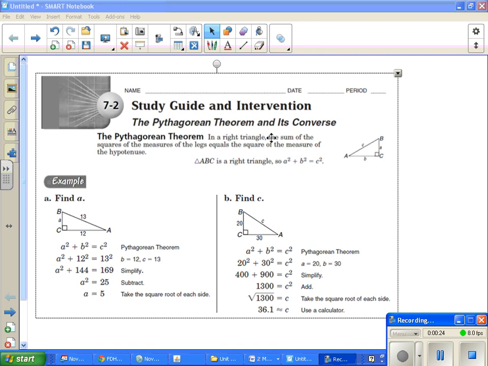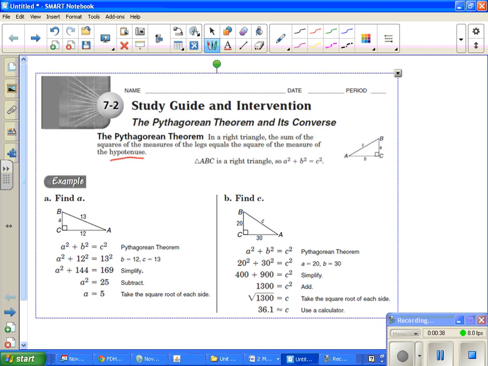In a right triangle, the sum of the squares of the measures of the legs equals the square of the measure of the hypotenuse. All right, let's just break that down for a second. Key word, hypotenuse. You got to know what that is.